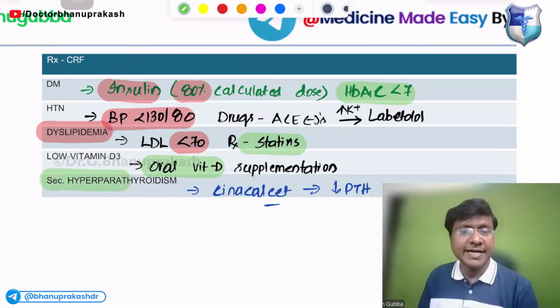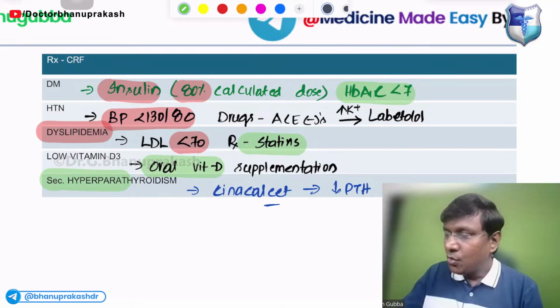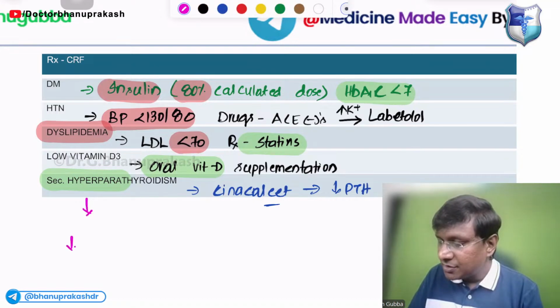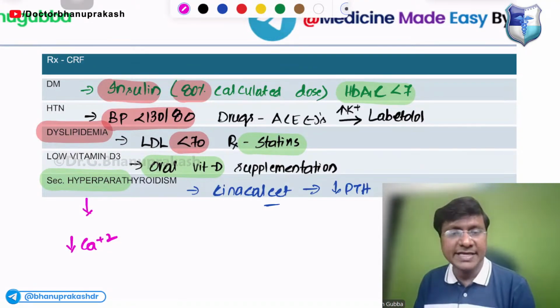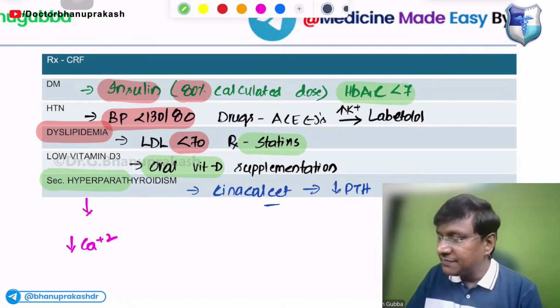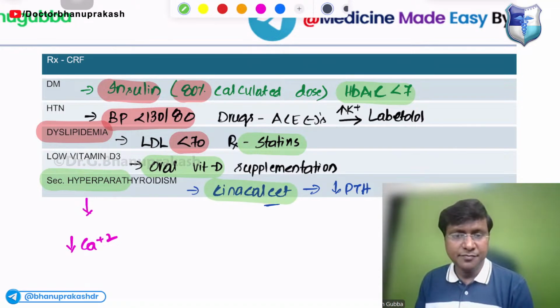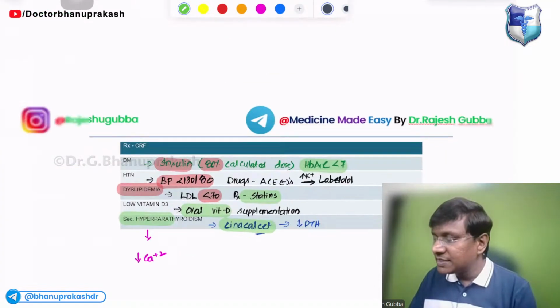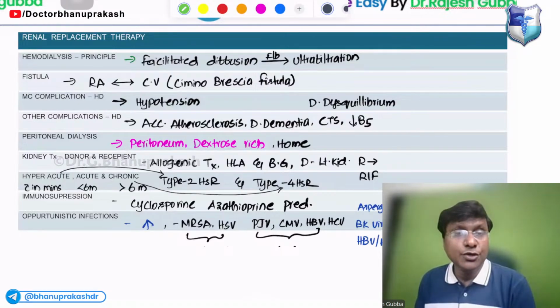Coming to secondary hyperparathyroidism, how do you treat it? These patients will have secondary hyperparathyroidism. Why do they have it? Because these patients will have hypocalcemia. Secondary to this hypocalcemia, parathormone levels increase. So this secondary hyperparathyroidism will cause renal osteodystrophy. So how can you prevent this renal osteodystrophy? That is by giving this particular drug called cinacalcet, which is a calcimimetic agent, which will reduce the parathormone levels, right? Okay, so that is about how you will manage the electrolyte abnormalities in patients with chronic kidney disease.